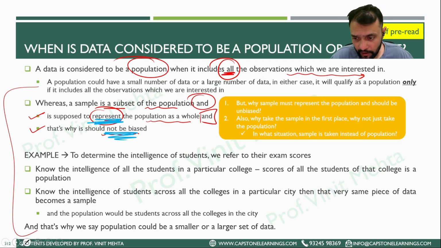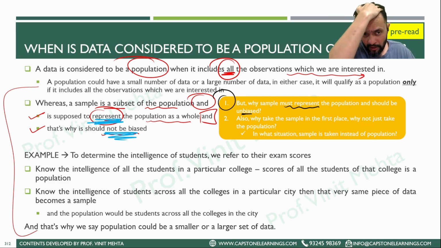So I hope I have answered these two questions, which probably you had. Why sample must represent the population and should be unbiased? But here's the thing. The second question, which is there in the orange box, is that we are so particular that sample is a subset of population, but sample must represent the population and should be unbiased. We have so much of a requirement. My question is, why are we even taking the sample in first place? I mean, why can't we just take the population and then use that data only?